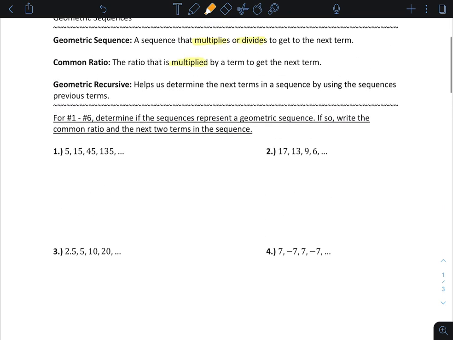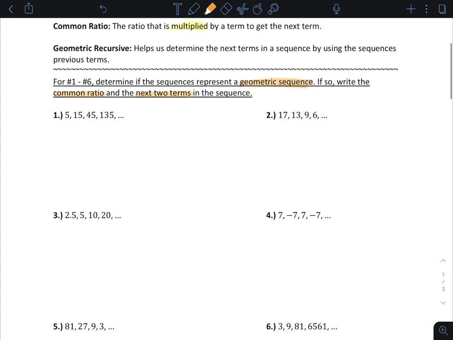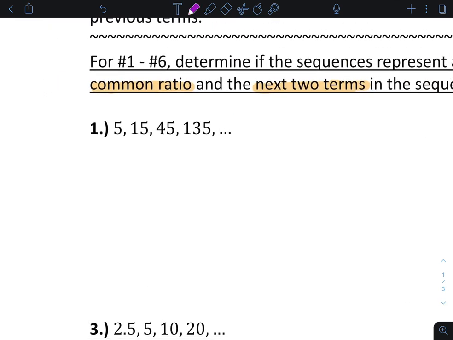So on these first six, all you're doing is determining if we have a geometric sequence. If we do, we then need to write the common ratio and then the next two terms. So here, first determine if it's a geometric sequence. Try to see what's happening between each of the terms. So between 5 to 15, what am I multiplying, adding, subtracting, dividing? Looks like I'm either multiplying by 3 or adding 10. So let's say multiplying by 3.